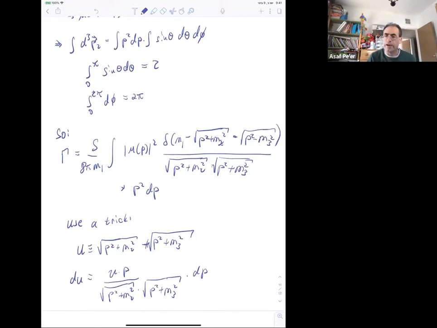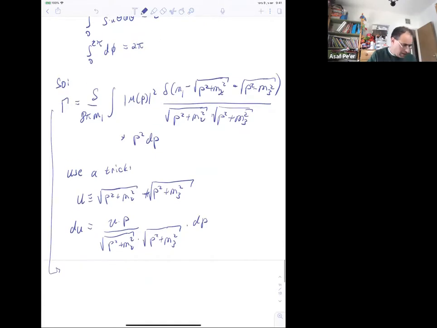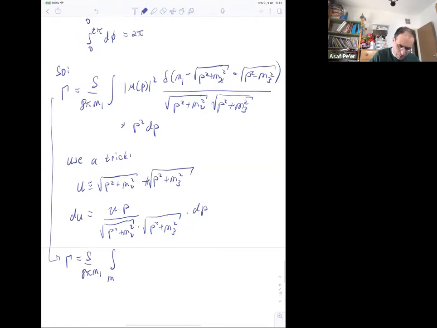Which you can check by immediate substitution. And again, using this result in gamma, we end up that gamma is s over 8 pi m1 times the integral. I need to set the boundary of integration. So p equal to 0 means that u is equal to m2 plus m3, to infinity. So these are the boundaries, right?